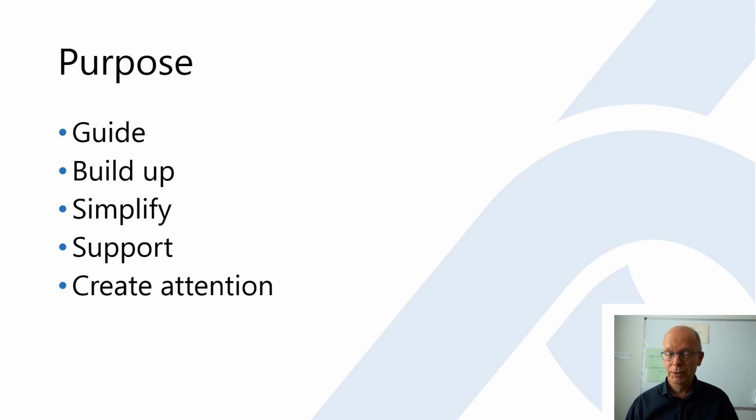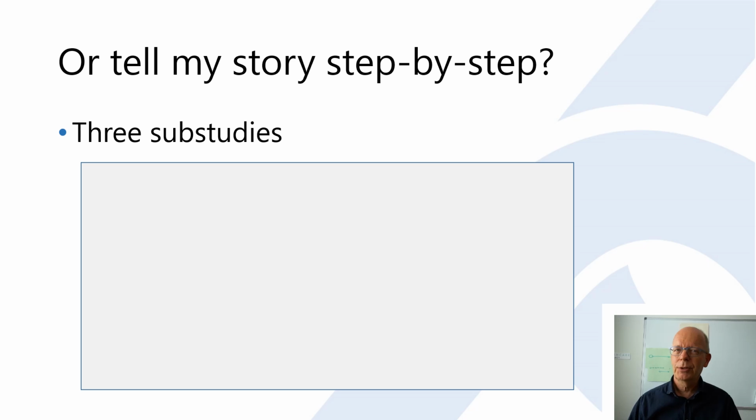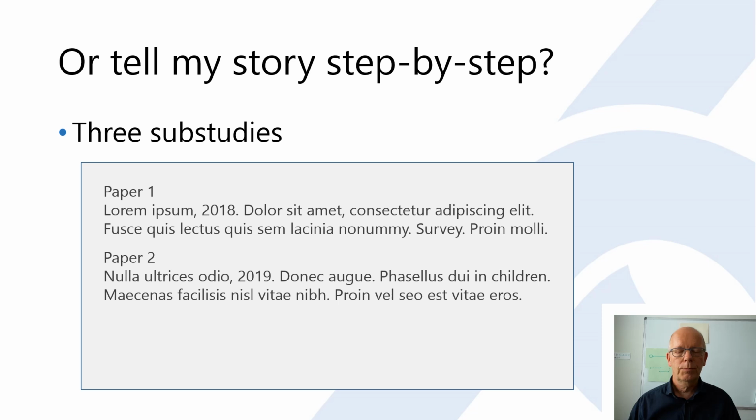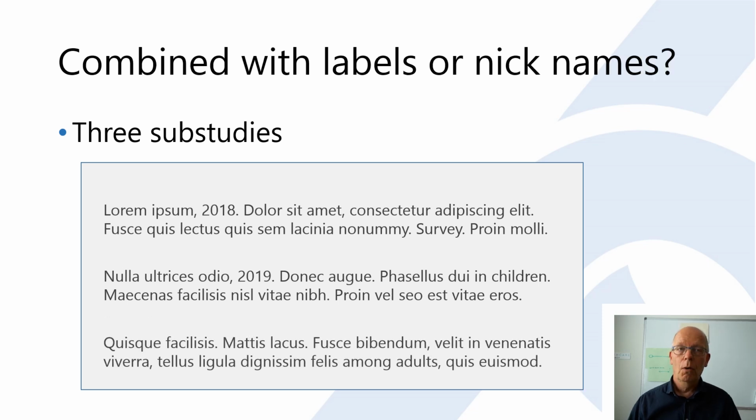I'll give you a few examples of pros and cons. For instance, should I show all data from start, if, for instance, here I have 3 sub-studies, paper 1, 2, and 3, or should I tell my story step by step? I have 3 sub-studies, paper 1, paper 2, paper 3, and give them some extra words. Or I could combine it with labels or nicknames. That can be helpful. The nicknames could be the survey, children, adults.